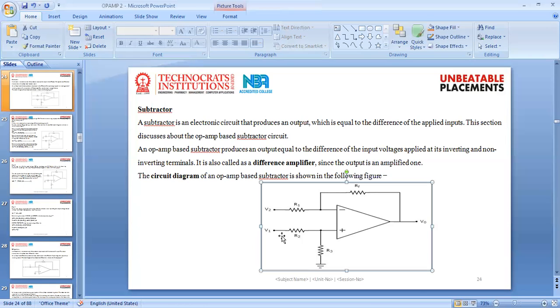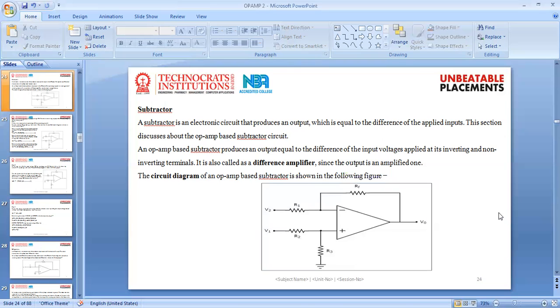Here, V1 and V2, two input voltages, are applied. R1 is the input resistor connected to V2. R2 is connected to V1, and R3 is also connected to the ground. RF is the feedback resistance.